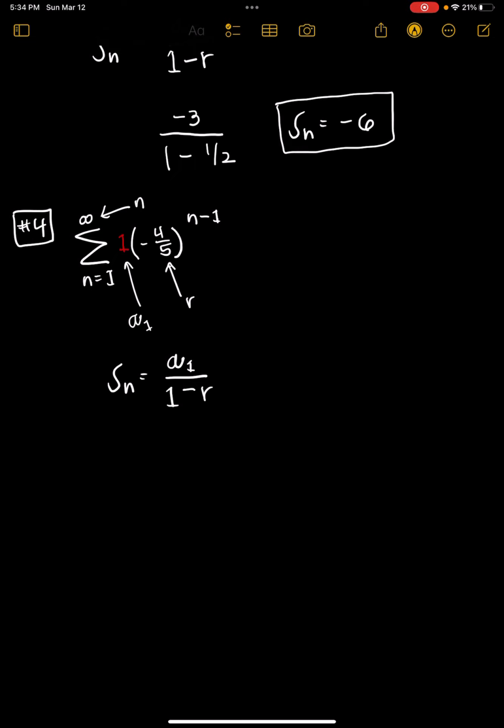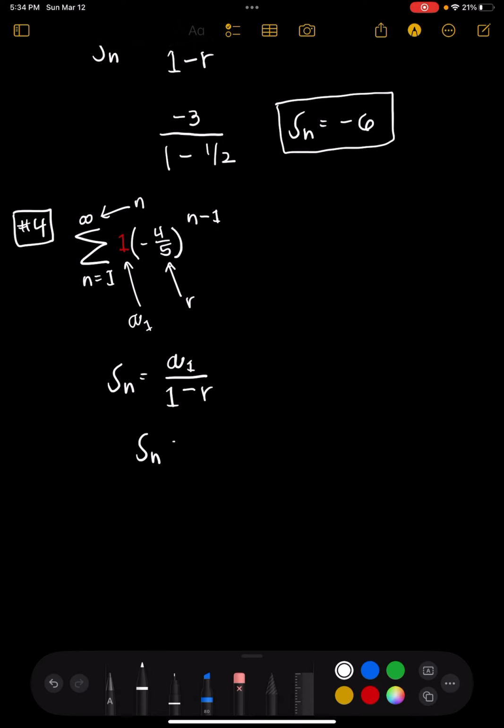So when I plug that into my formula, I'm going to have that the first term is 1 over 1 minus my r, which is -4/5. And then when I plug that into a calculator, I'm going to get 5 over 9, which means that the sum of all of the values from 1 to infinity of the sequence is 5 over 9. And there we have it. That's how we use infinite geometric series.